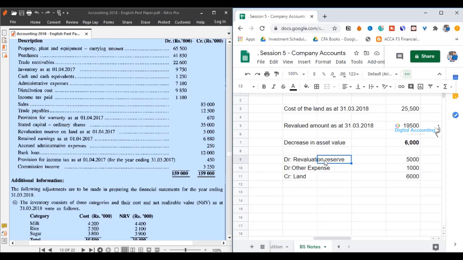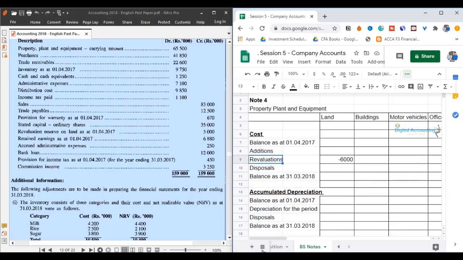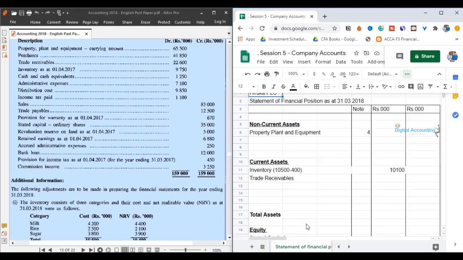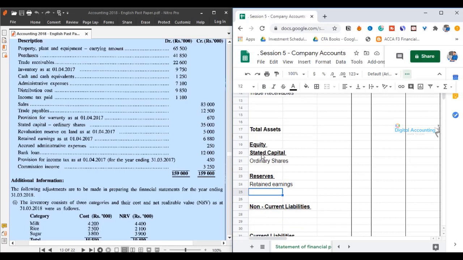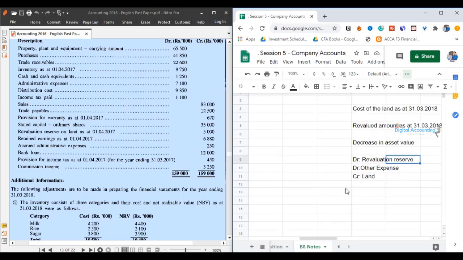Then in the revaluation reserve also, we need to take away the 5,000. That's a balance sheet account. So the revaluation reserve already has 5,000 as at 1st April 2017 in the trial balance. So we need to take away that 5,000. So there is no balance, that's still 0.